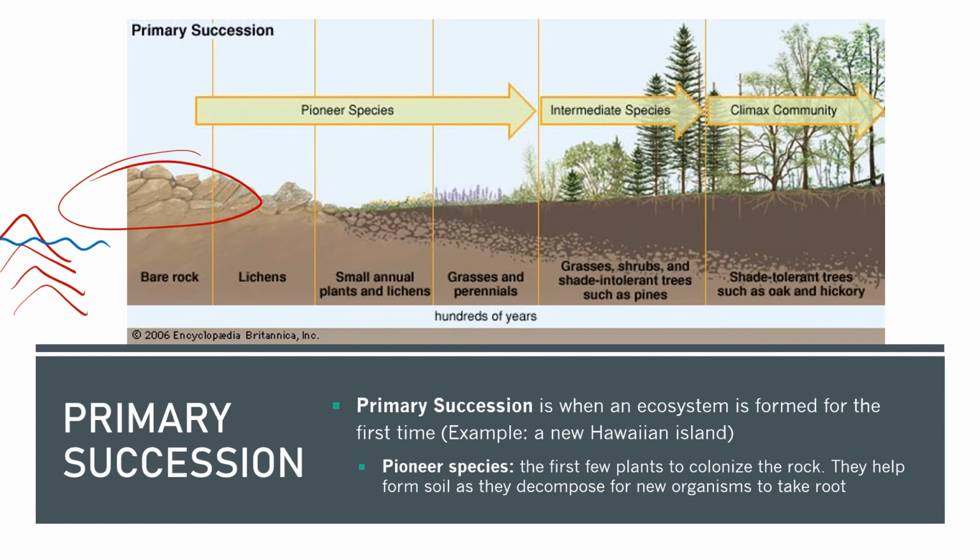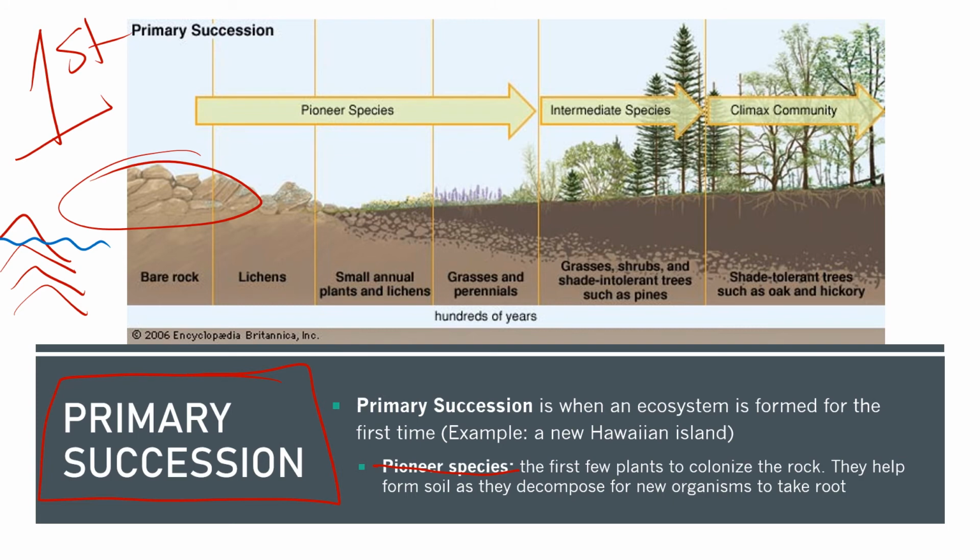And now you have an island. So those rock layers have no life on them at all. They are only bare rock. So the first thing that comes in is a pioneer species, and a pioneer species is going to colonize this rock. This is called primary succession because this is how an ecosystem is formed for the very first time, right?